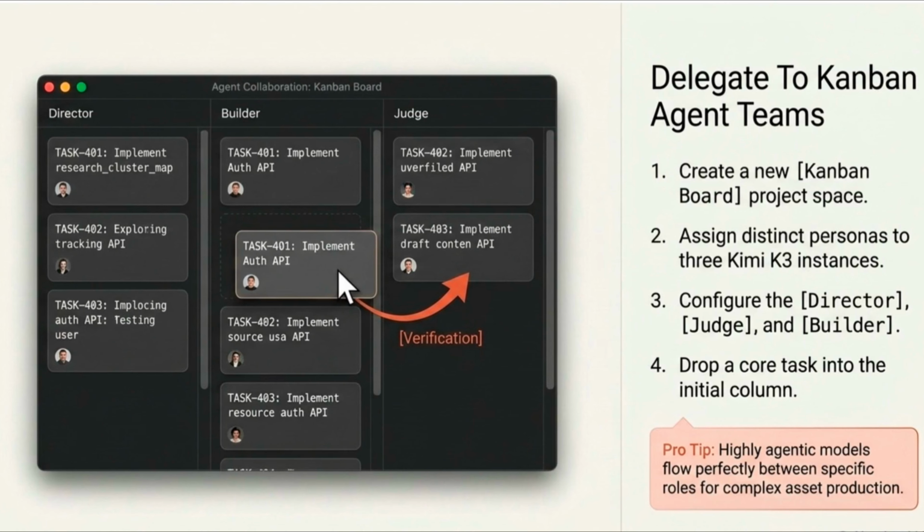Delegate tasks efficiently using Kanban agent teams. Create a project space and assign distinct personas to Kimi K3 instances, such as director, builder, and judge. Drop a task into the column to see the agent flow perfectly between these roles.